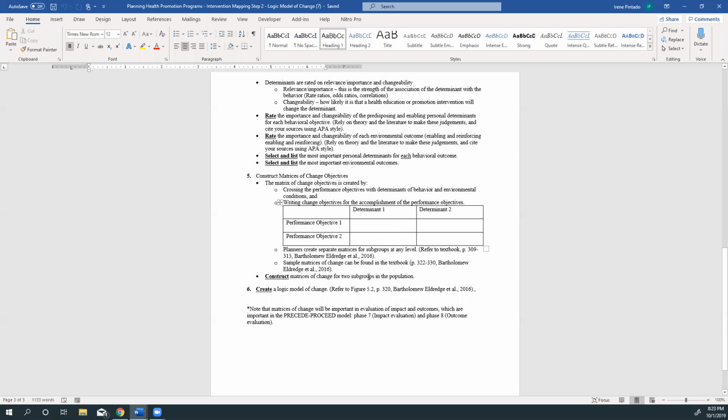Try to do it for 2 subgroups of your population. Now, you guys are in an ideal place because you're looking at caregivers. You're looking at home caregivers. You could be looking at your priority population. Again, it depends on how you phrased it. But if you pick people with Alzheimer's, you're not going to be doing a lot with them.